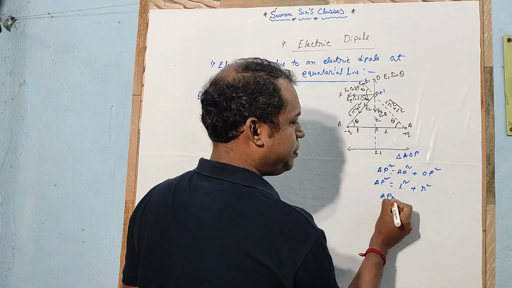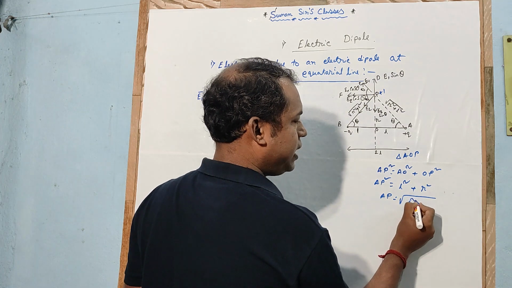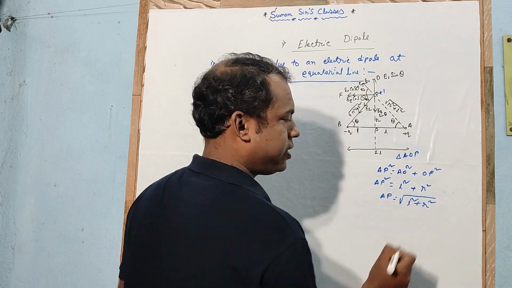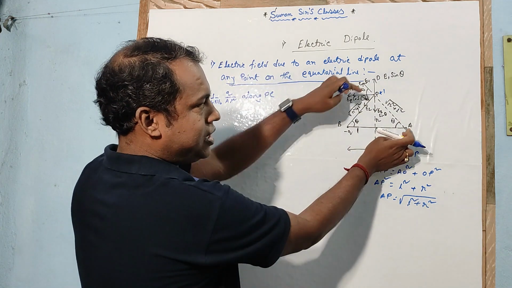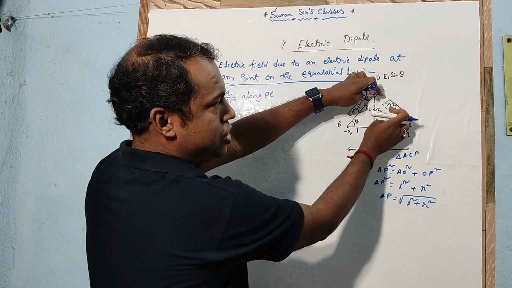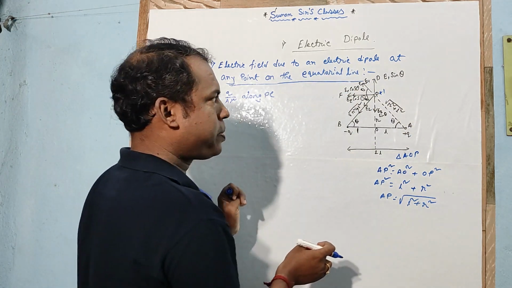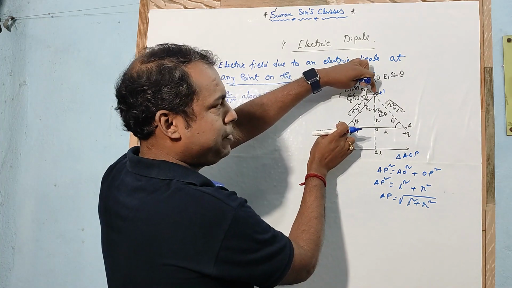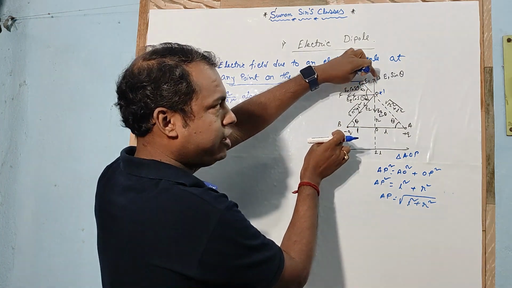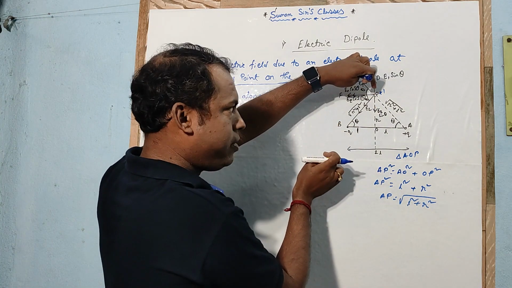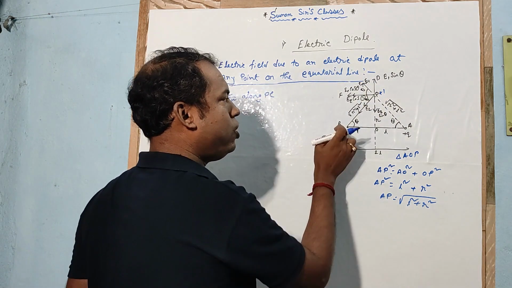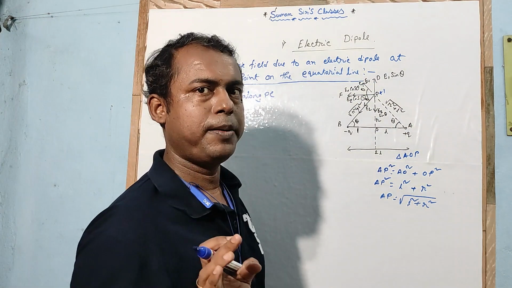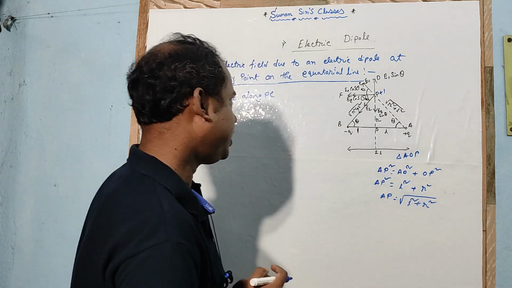So what is the value of AP? That is root over of l square plus r square. So AP equals root over of r square plus l square. In the same way, BP, because this is the equatorial line, the distance is the same. So BP is also root over of r square plus l square. Is this clear up to here?